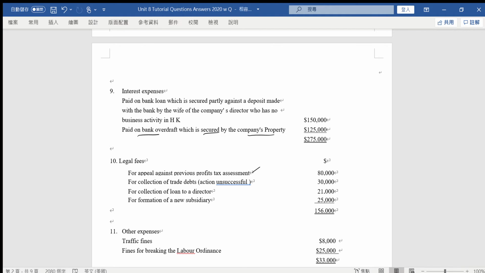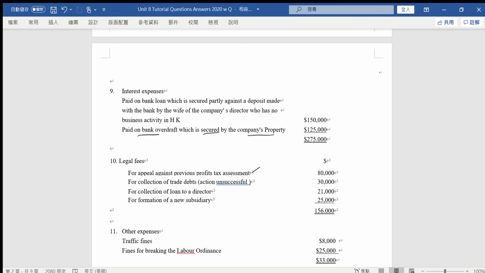And for the collection of the loan to a director, for this item, originally it is not allowed to lend any money to the director if it becomes bad debt, right? And that's why the concerning legal fees are also not allowed to deduct. That's why we need to add back this $21,000 only.